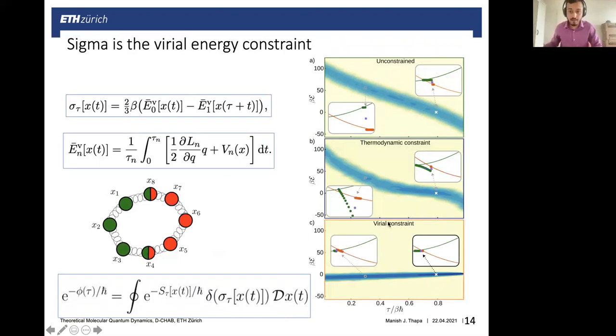But if you include the virial constraint, it's going to sample instanton-like paths for a range of imaginary time splits. And imaginary time split here simply means the distribution of beads on the reactant and product sides. So for a range of imaginary time splits, you still obtain instanton-like paths. And we found that this works well for a lot of systems, and I will show you some results.